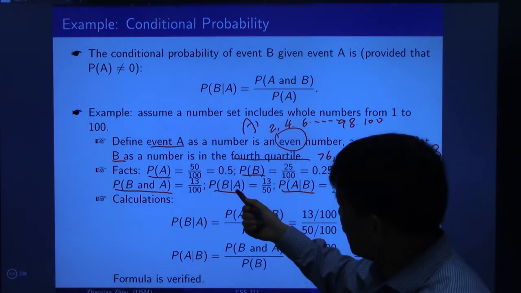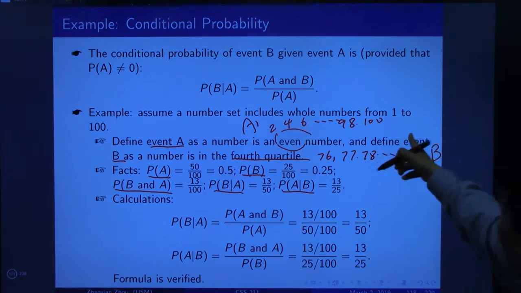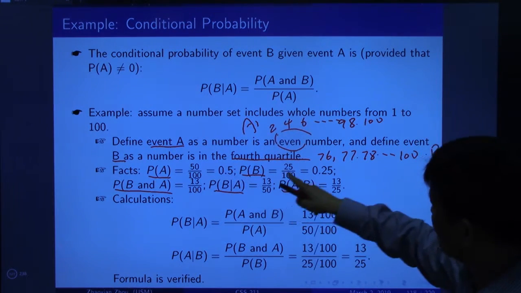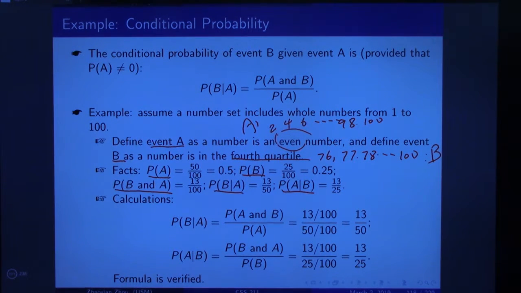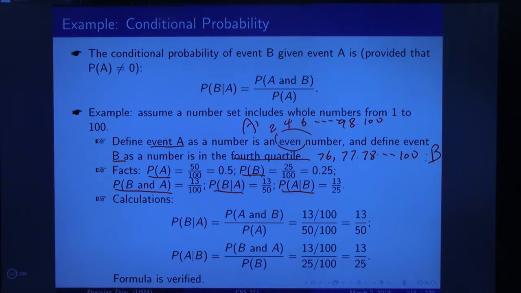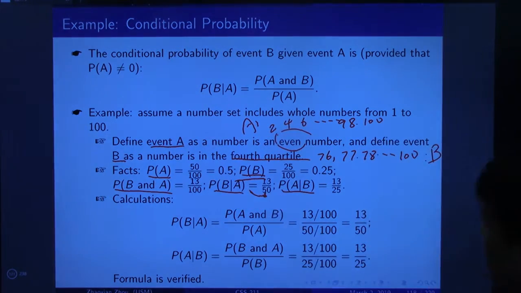So if it's already in A, then that means we have only 50 possibilities: 2, 4, 6, and all the way to 100. We have only this 50. Now, the event B means it is in the fourth quartile. We know 76, 78, so we have 13 possibilities. So the probability of B on the condition of A will be equal to 13 over 50. So this is 50, and this one gives us 13. Both A and B give us 13 possibilities.